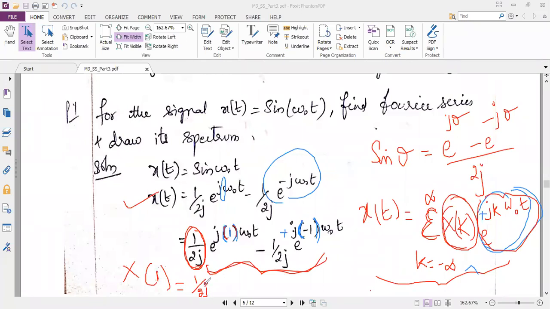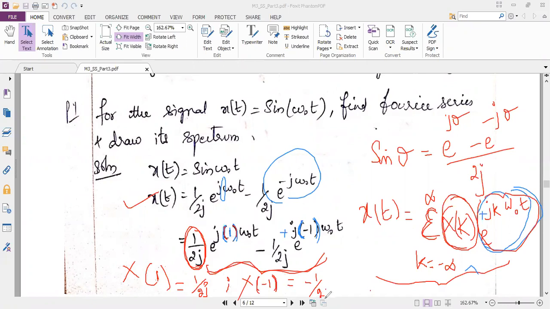I hope everyone can follow this. 1 divided by 2j. So similarly, can anybody guess what is my next x of k value? What should be written within the bracket here? Is it minus 1 or plus 1 for the second term? Minus 1. Okay, very good. What you said is exactly correct: it is minus 1 divided by 2j.